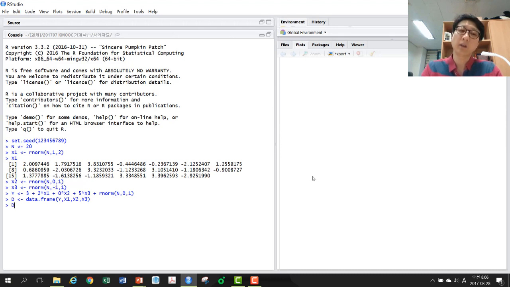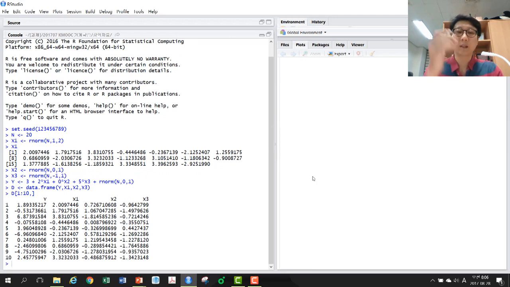Then D is similar to a matrix. If we see the first 10 samples of D, it looks like this. Here are y's values and the corresponding x1, x2, x3. And for the EDA, the best thing is looking at the scatter plot. That means how x and y are distributed.